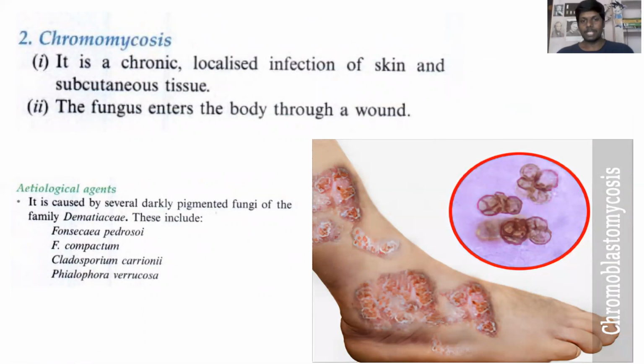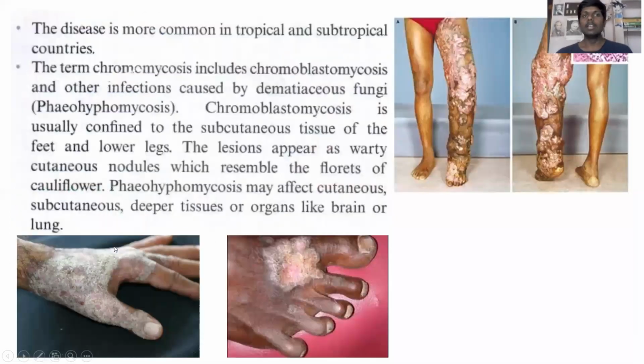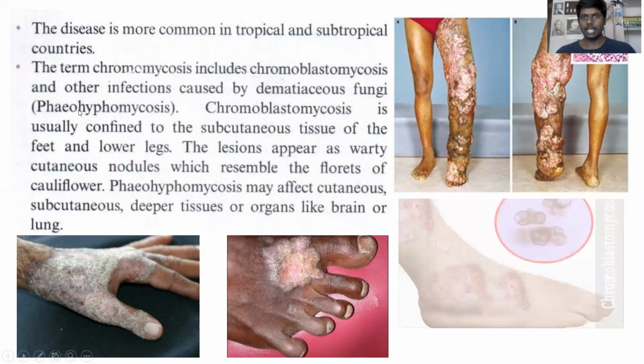Chromomycosis is caused by fungi called Fonsecaea pedrosoi and Fonsecaea compacta. These are the two fungi responsible for chromomycosis. So chromomycosis is a chronic localized infection of the skin, and the etiological agents are Fonsecaea pedrosoi and Fonsecaea compacta. This disease is more common in tropical and subtropical countries. The term chromomycosis includes chromoblastomycosis and other infections caused by dematiaceous fungi.